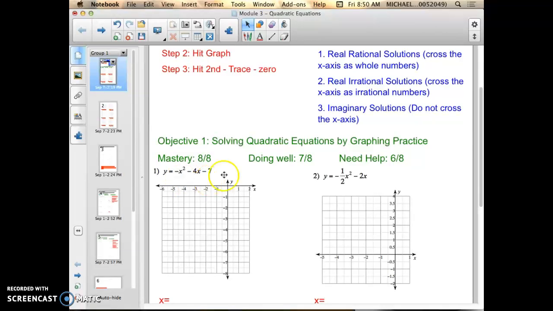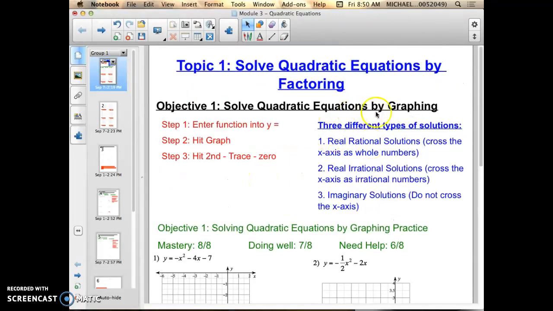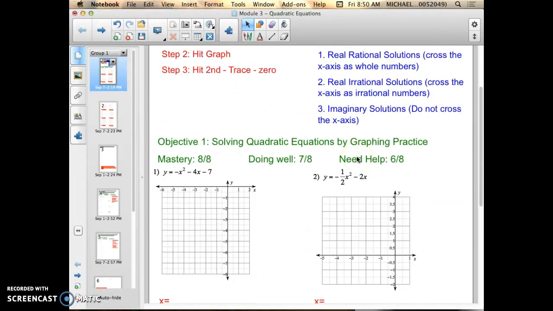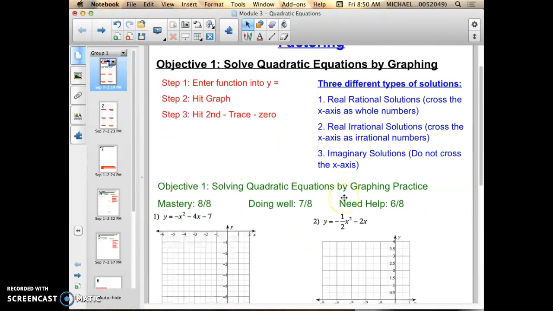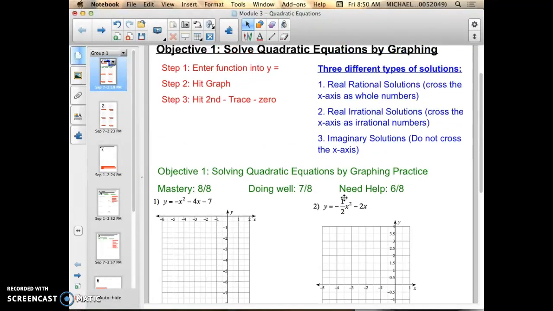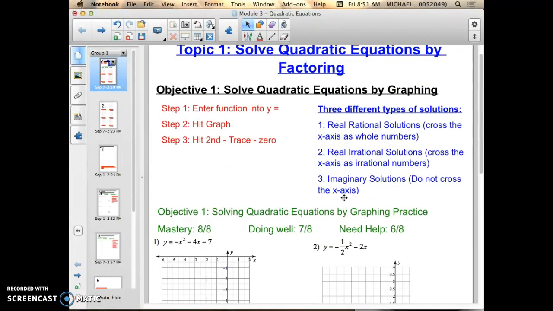Always 2 solutions. These solutions will show themselves in 3 different ways. The first way is real rational solutions, meaning that they cross the x-axis as whole numbers, so they'll hit at a negative 4 or at a 0. They won't hit in between, they'll hit at a whole number. The second is real irrational solutions, meaning they still cross the x-axis, but they cross in between whole numbers. And if you remember, irrational means they go on forever.